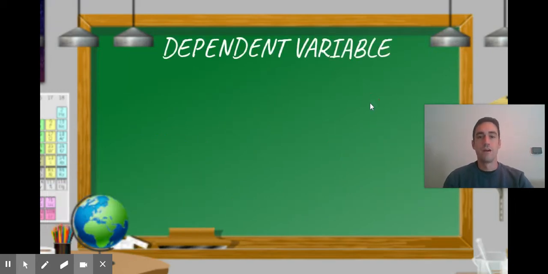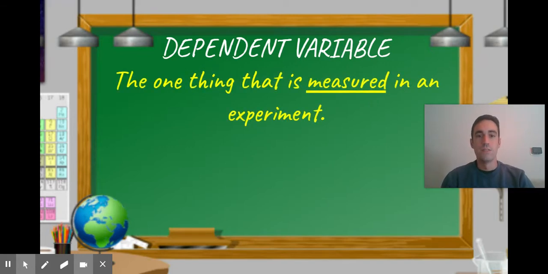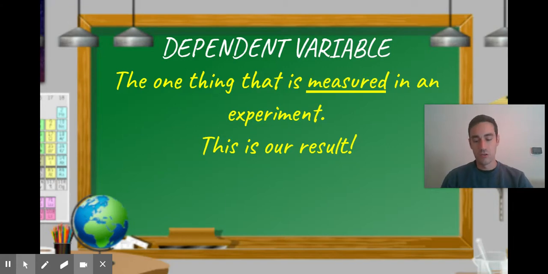The next type of variable is a dependent variable. Our dependent variable is the one thing that is measured in an experiment. So we've already talked about the change from yesterday. This is the measure. This is like your result. This is what you want to find out at the end. You should be writing down your observations when you get your measurement. You should be recording all of that data. And that is your dependent variable.